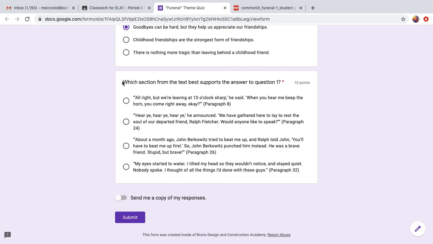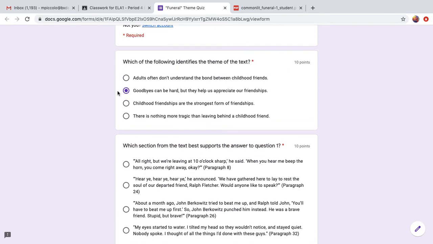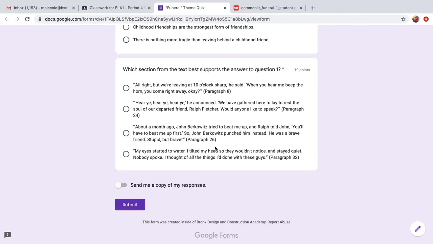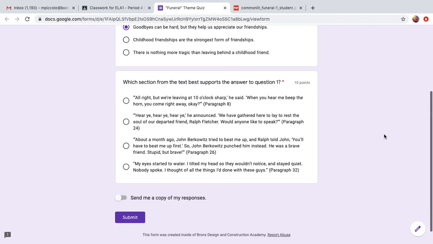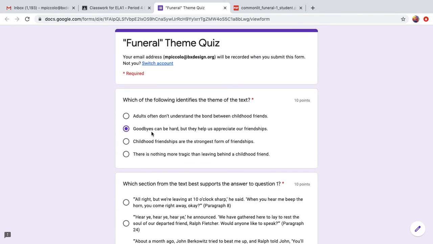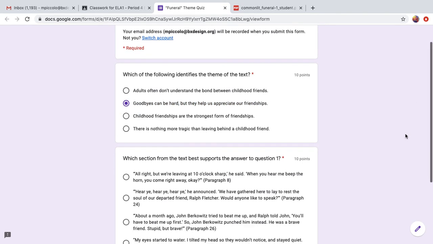So now, when we're writing our essay, we're going to need to use evidence. So the follow-up question is, which section from the text best supports our answer up here? If we determine that goodbyes can be hard, but they help us appreciate our friendships, we're going to go down here and try to find the best evidence that supports this answer. Now, I really helped you guys out with number one because this, in my opinion, is the best answer. And since I'm making the quiz, it's pretty safe to assume that that's the correct answer.